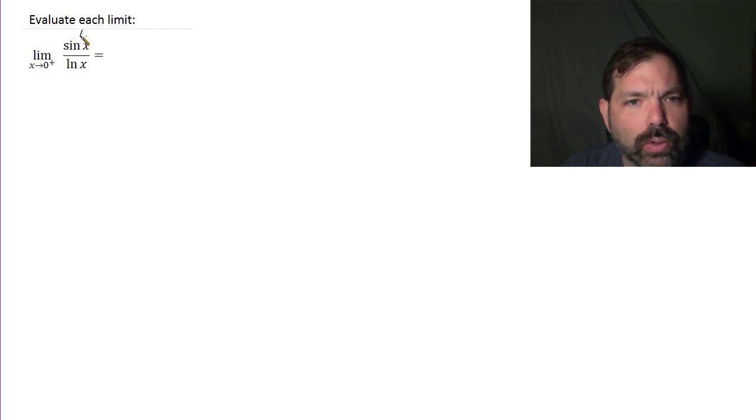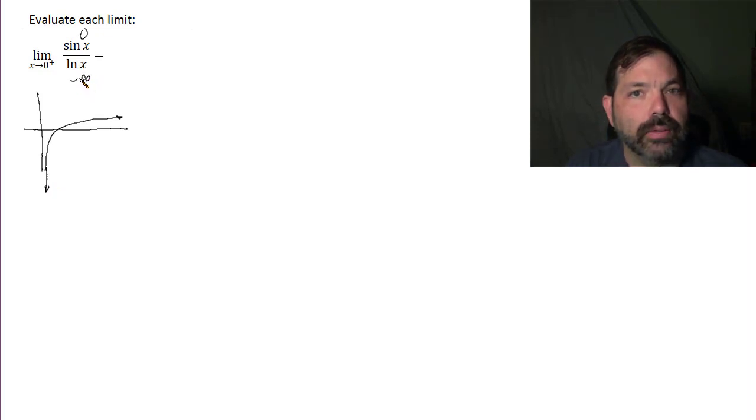What about the natural log of x? Let's remember that graph of the natural log function that I just sketched on, I think, the previous slide. It does something like this. And as x approaches 0 from the right, the natural log of x goes to negative infinity. 0 over negative infinity. This is not an indeterminate form. We would not apply L'Hopital's rule. And if we did, we would get an incorrect result.